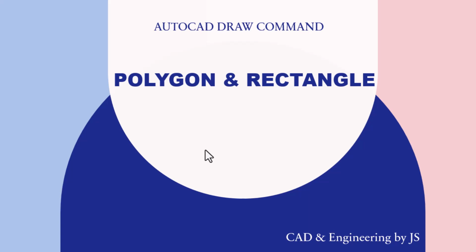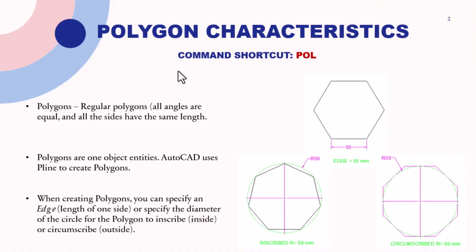Today we're going to review polygons and rectangles. The shortcut for polygons is POL. The polygons in AutoCAD are regular polygons, meaning all the angles are equal and all the sides have the same length. The polygons in AutoCAD are single entities, and AutoCAD uses polylines to create polygons.